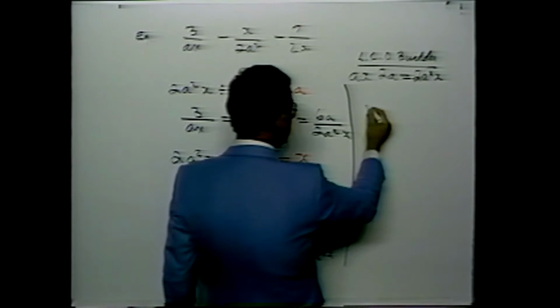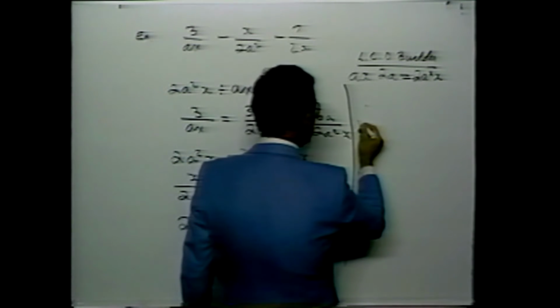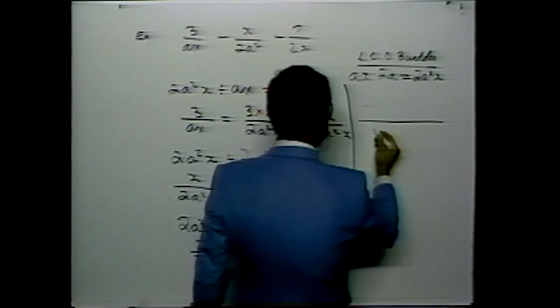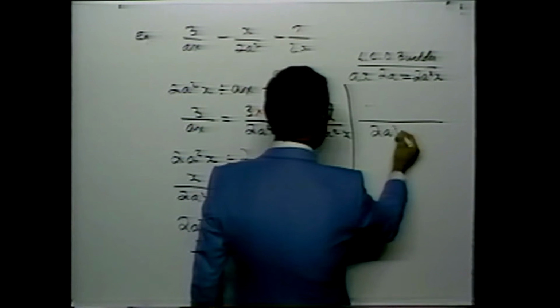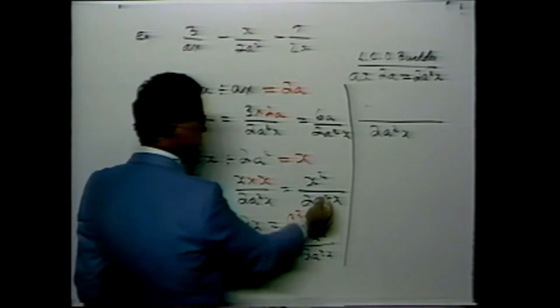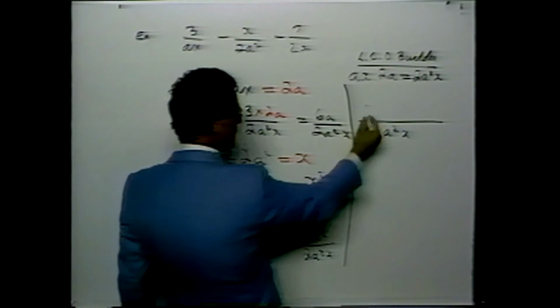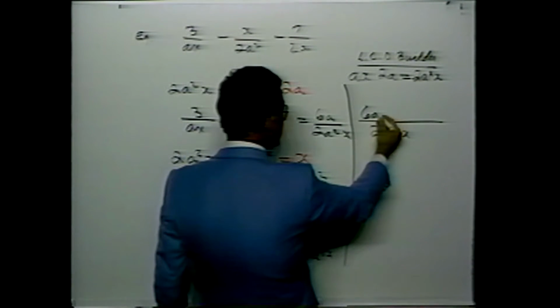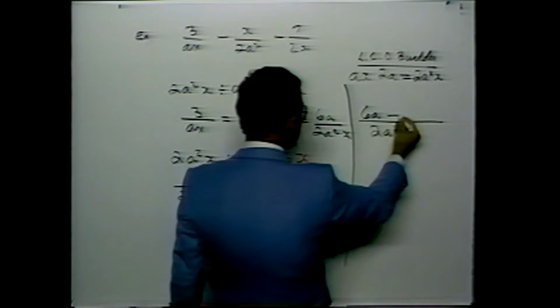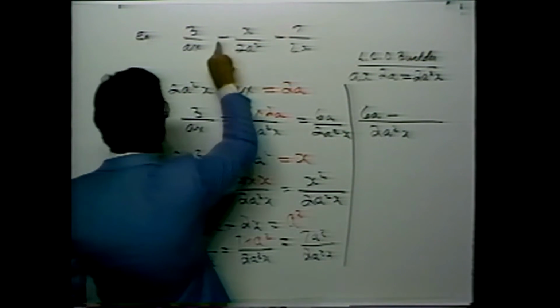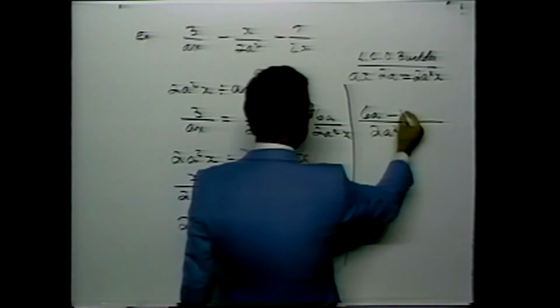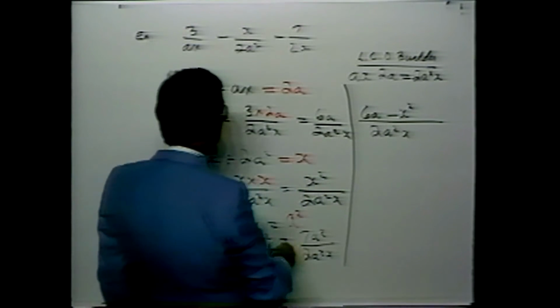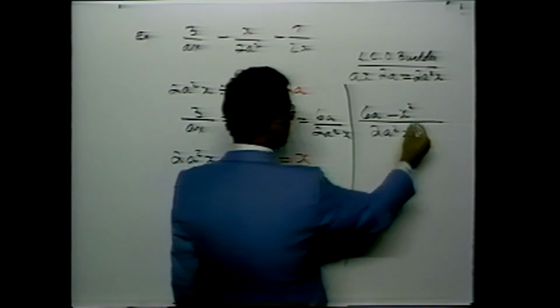We can write the denominator once, since the denominator is shared by all of the fractions. And on top we have the sum 6a minus, because there's a minus sign there, be careful, minus 7a squared.